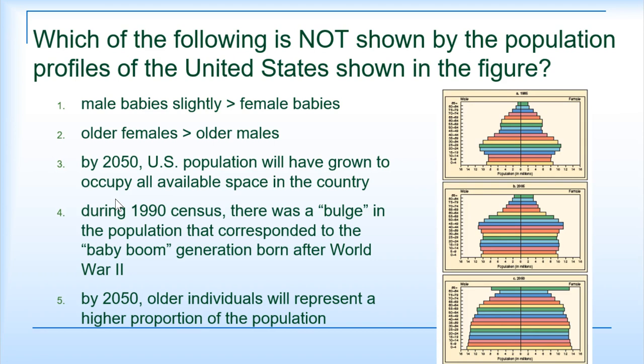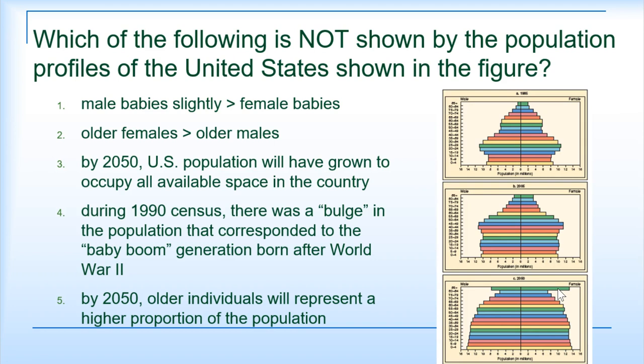During the 1990 census, there was a bulge in the population that corresponded to the baby boom, and by 2050, older individuals will represent a higher proportion of the population. Oh, and by the way, these guys get huge. It's not because there are a million people who are 85, it's that it's 85 and everyone older. So it's like 6 cohorts all put into one. Okay, so just a note on that.